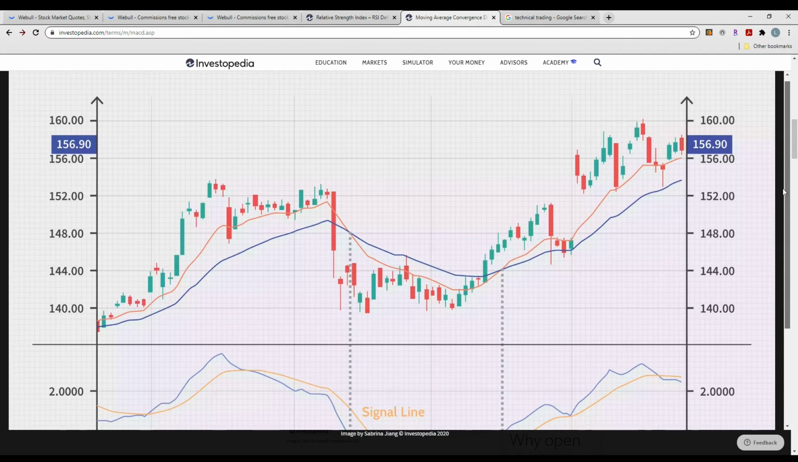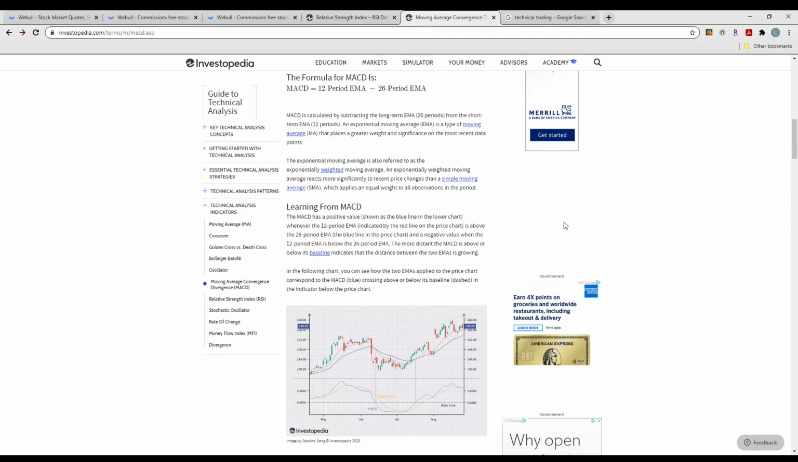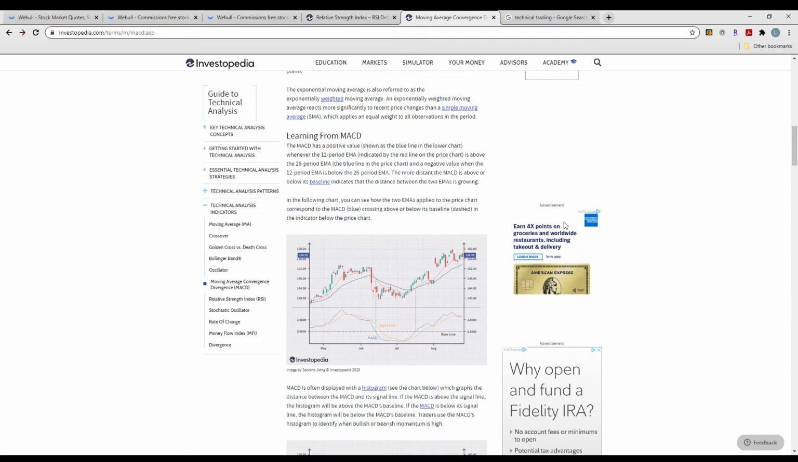A 9-period EMA of the MACD, called the signal line, is then plotted on top of the MACD line. This functions as your possible buy and sell signal. You could go long in a stock when the MACD crosses above the signal line, and go short when the inverse occurs. This indicator can be used and interpreted several different ways, but the most common are crossovers, divergences, and rapid rises or falls.